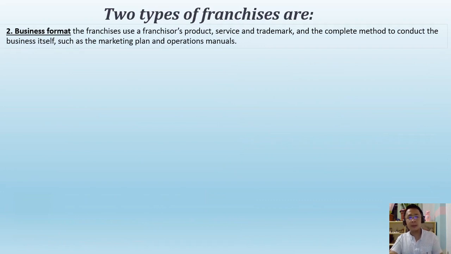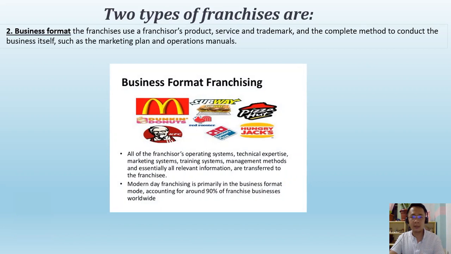The second type of franchise is the business format. The franchisee uses the franchisor's product, service, and trademark, and the complete method to conduct the business itself, such as the marketing plan and operation manuals. The best examples here are Dunkin' Donuts, McDonald's, KFC, and also Pizza Hut.